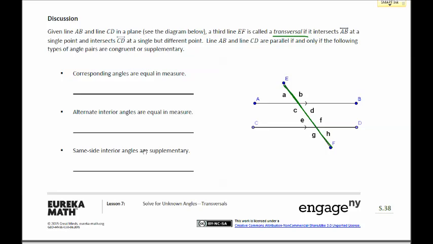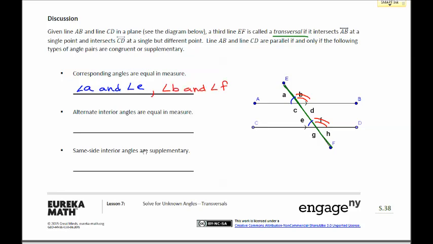Now, if the two lines are parallel, then we have some nice properties that form with either congruent or supplementary angles. Corresponding angles are angles that are in the same place. For example, angle A and angle E. So these are both in the top left position, and so they correspond to each other. They're corresponding angles. Angle B and angle F are in the top right, so they're also corresponding angles.